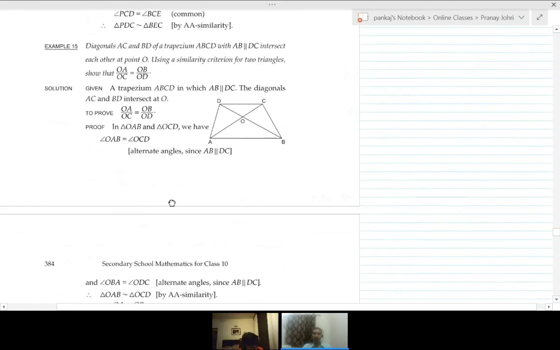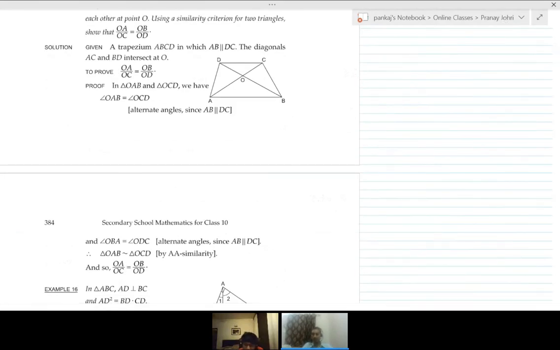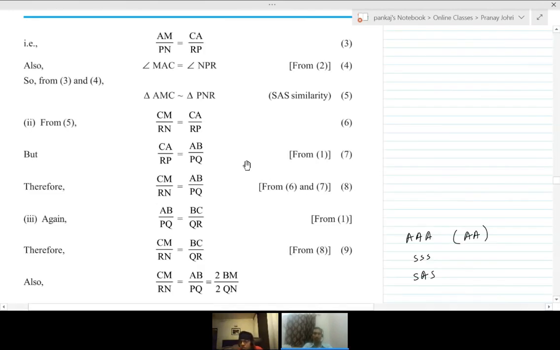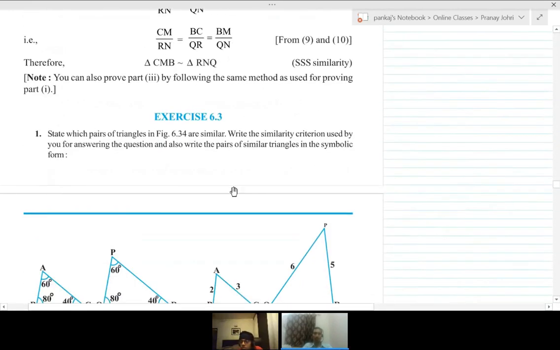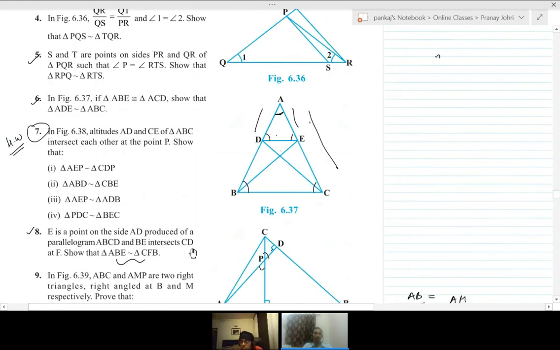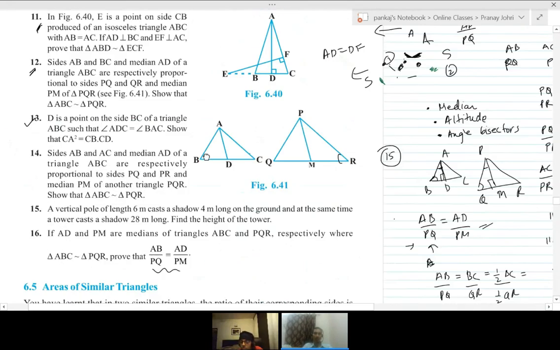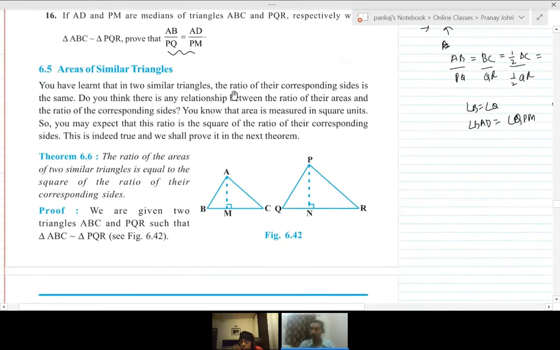Okay, so we'll continue ahead with our next exercise. AAA and AA, SSS and SAS we have discussed. Probably this was, as I mentioned, the most exhaustive exercise of the whole NCERT textbook. That's done, so let's move on to the area of similar triangles.